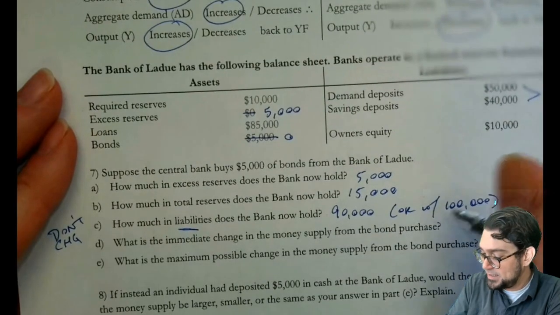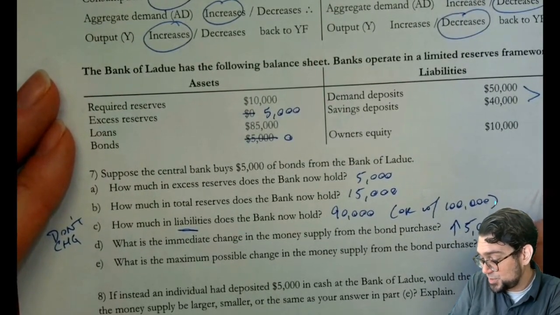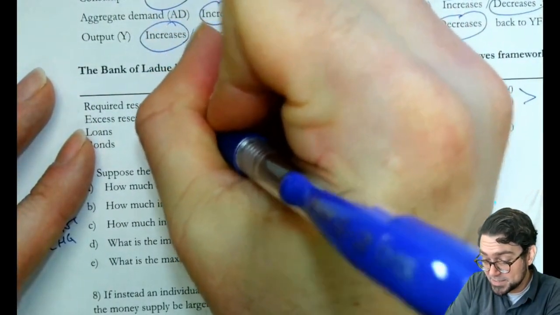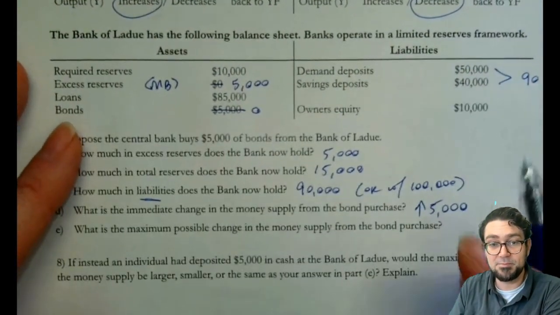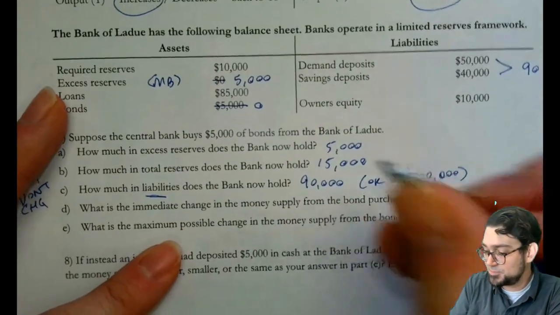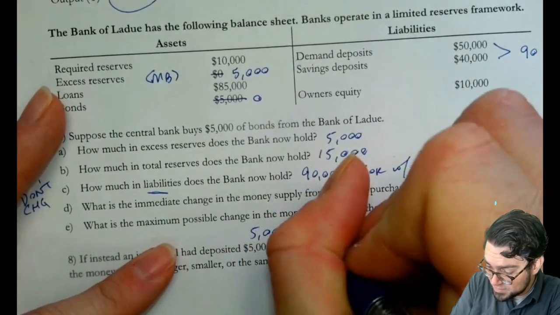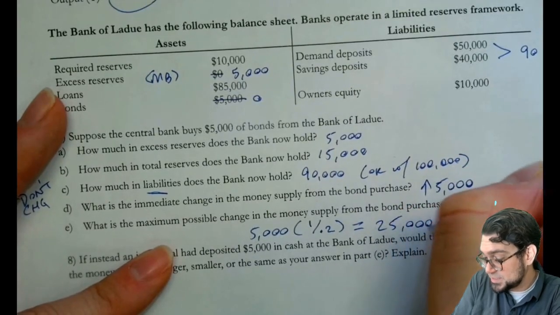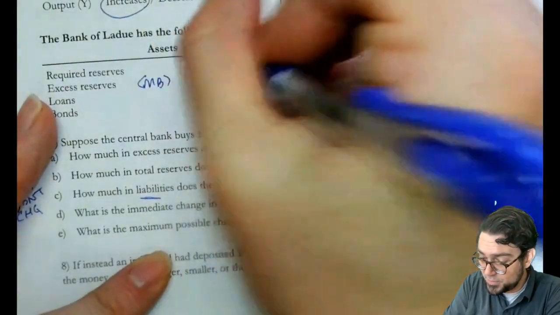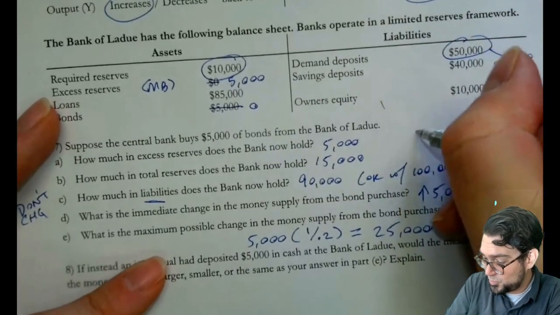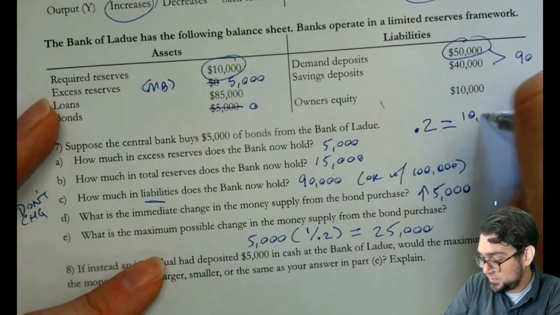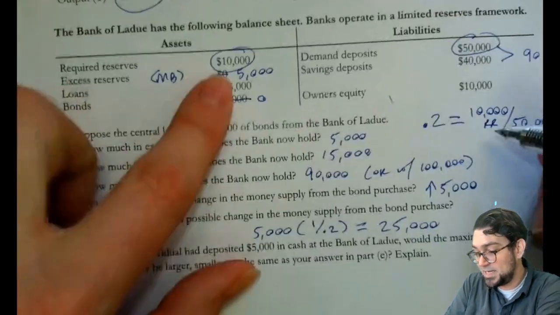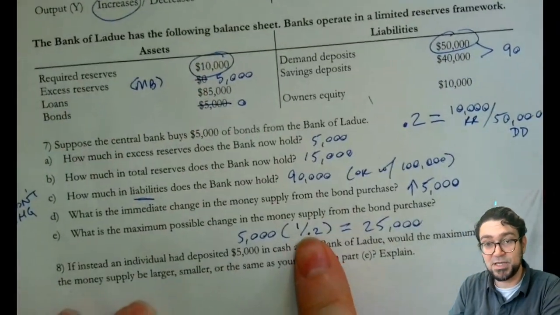Immediate change in the money supply, there's going to be an increase of $5,000 because there is literally now $5,000 more excess reserves. That's counted as part of the monetary base, right? That's part of MB. And so MB went up by 5,000. What's the maximum possible change in the money supply? Well, if they lend all that out, 5,000 times 1 over 0.2, that's going to be equal to $25,000. Now, how did I get that 0.2? 0.2 is equal to 10,000 over 50,000. It's the required reserves over the demand deposits. So that's where that 0.2 is coming from.